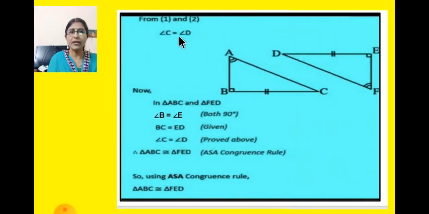And then just now we got angle C is equal to angle D. So we will write angle C is equal to angle D, proved above. So it is angle side angle. Therefore triangle ABC is congruent to triangle FED by ASA congruence rule. So by using the ASA congruence rule, we can prove that triangle ABC is congruent to triangle FED.